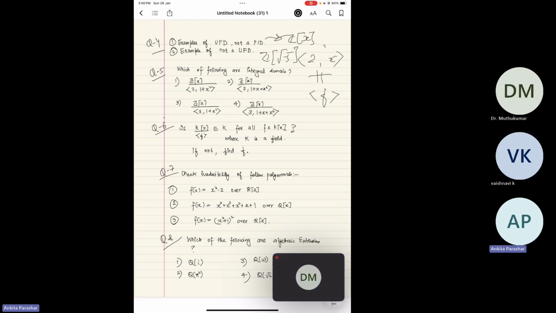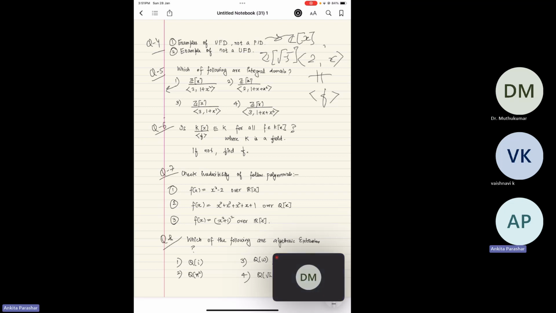So which of the following are integral domains for question 5? You have many such rings written here. Which of them are domains? As you pointed out, the first is not a domain. Can you give me the explanation why it's not a domain? Because we can find two non-zero elements whose product is 0. Can you give me those two elements? The images of 1 plus x and 1 plus x.